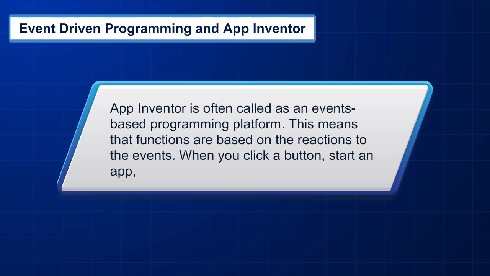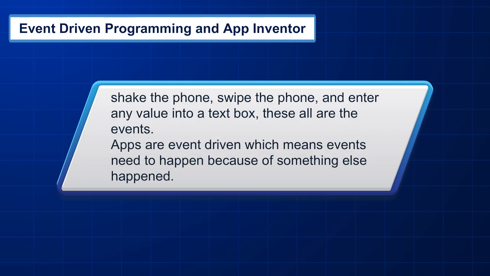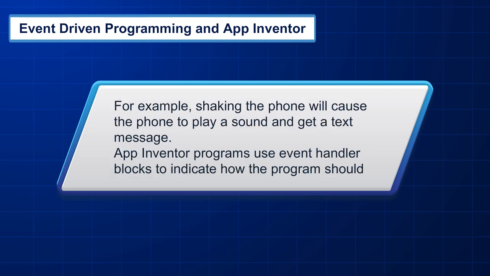When you click a button, start an app, shake the phone, swipe the phone, and enter any value into a text box, these all are the events. Apps are event-driven, which means events need to happen because of something else happened. For example, shaking the phone will cause the phone to play a sound and get a text message.